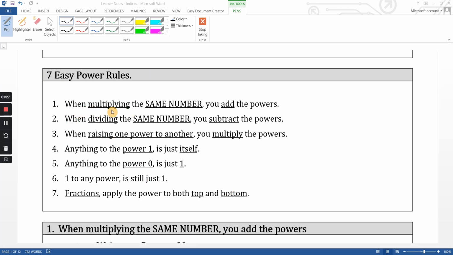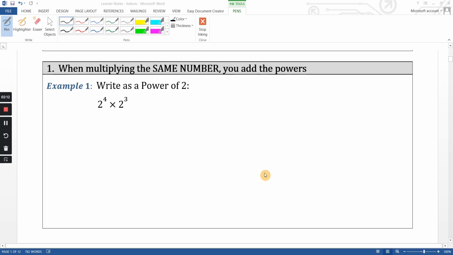So the first one, when multiplying the same number you add the powers. Second one, when you're dividing the same number you subtract the powers. Number 3, when raising one power to another you multiply the powers. I'll explain what this means when we do an example. Number 4, anything to the power 1 is just itself. Number 5, anything to the power 0 is just 1. Number 6, 1 to any power is still just 1. And fractional powers, you apply the power to both top and bottom.